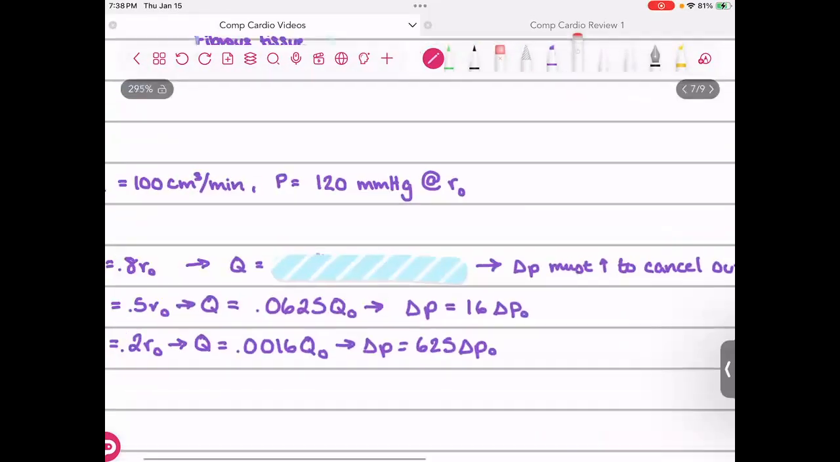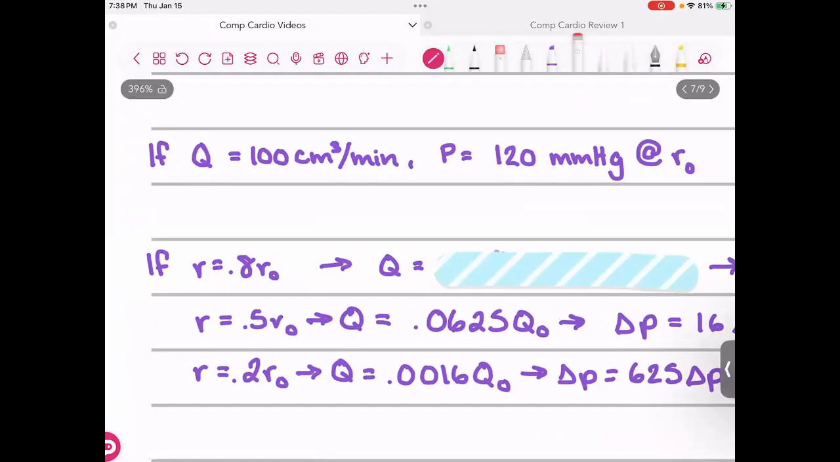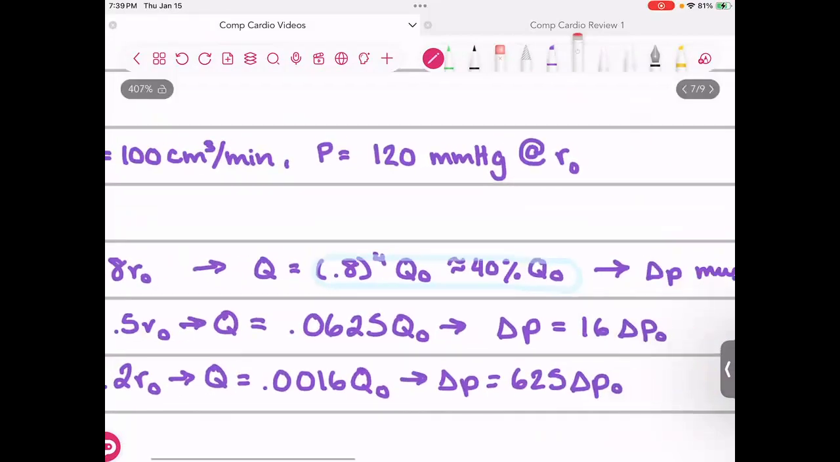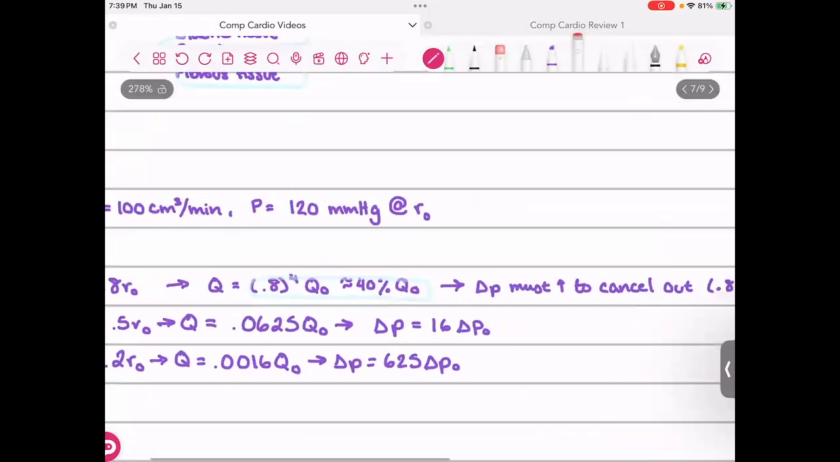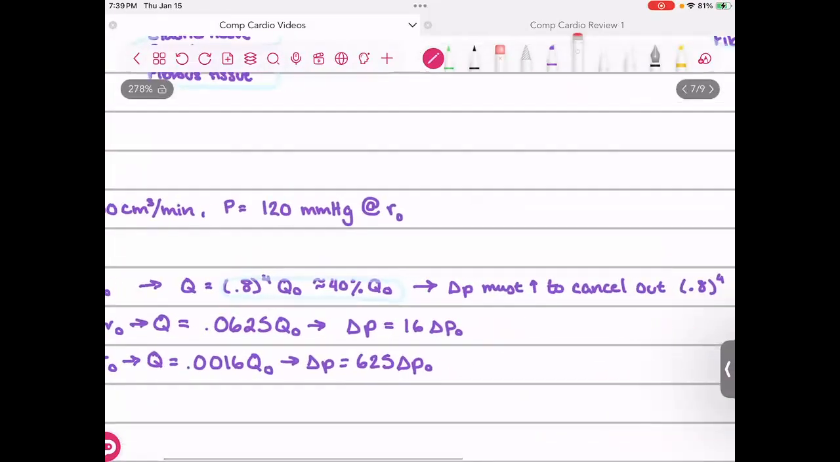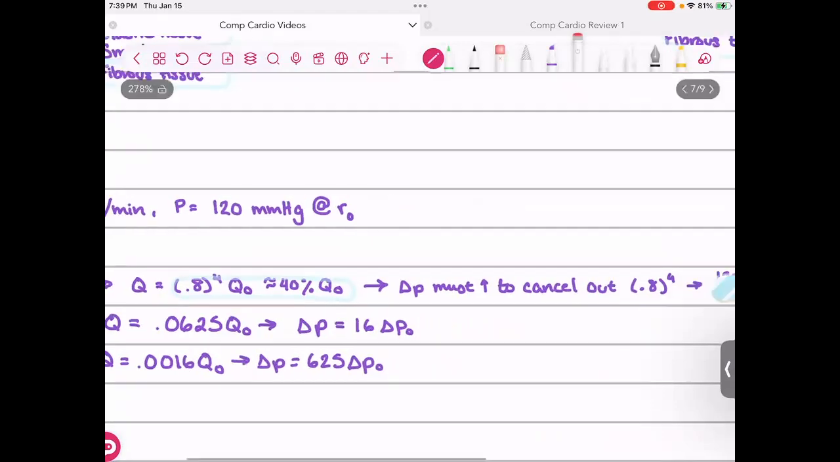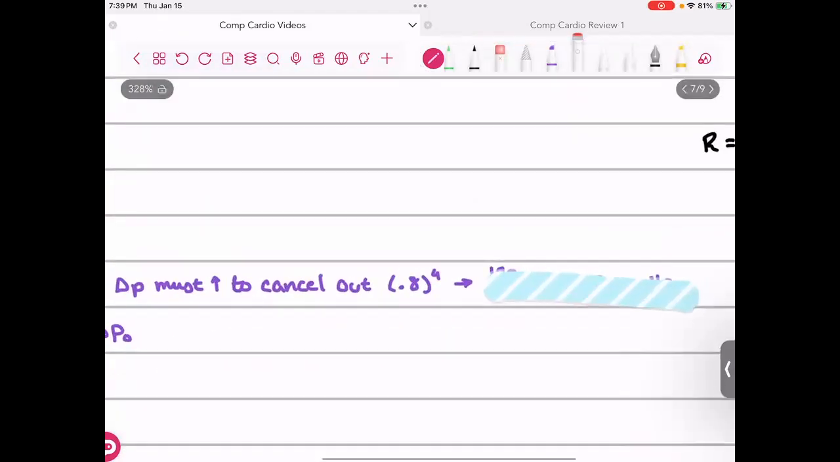So if the radius decreases to 0.8 of its own size, so by 0.2, the flow is actually changing by 0.8 to the fourth. So you end up having roughly 40% of your original flow. And then if you want to increase the pressure to cancel out for that decrease in flow, so the flow doesn't actually change, so you're canceling out the decreased radius by increasing pressure, you have to increase it by a factor of 0.8, the new radius, to the fourth, and that comes out to around a 293 millimeter of mercury difference.